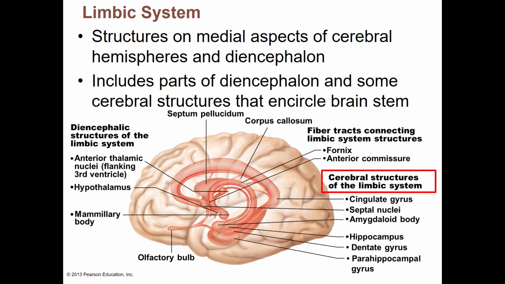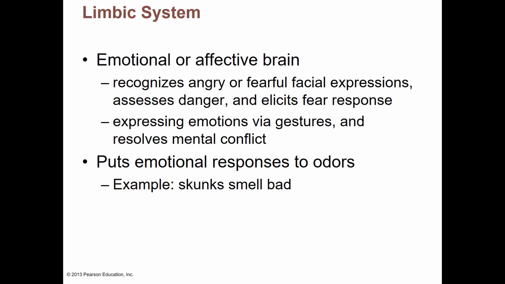But there are several things that our limbic system can control as it weaves in these different systems of the brain. One of the big things it plays a role in is emotions. It can recognize various facial expressions. When you look at someone and realize that they're angry or afraid, it can help us express our own emotions with different types of gestures. It can put emotional responses to different types of odors. If you smell skunks, you've got an emotional response to that: that's really bad.